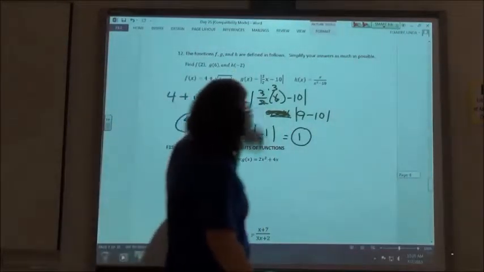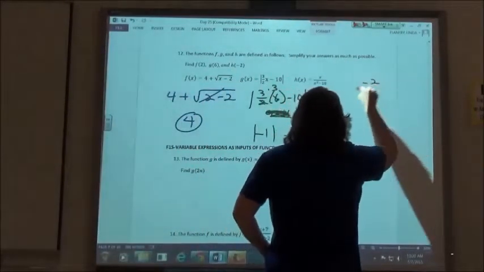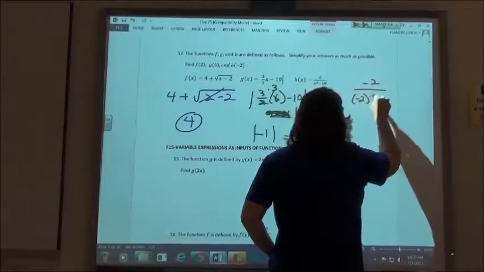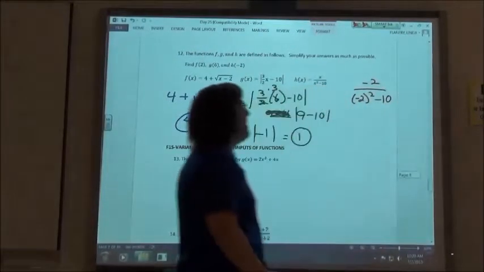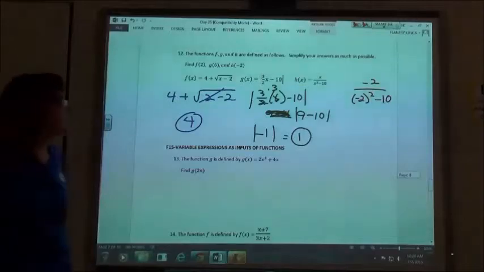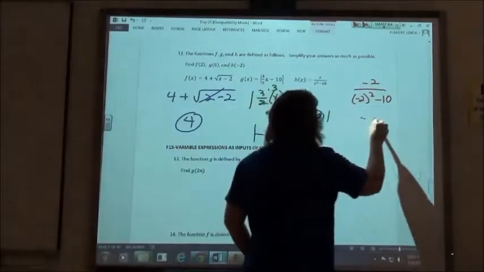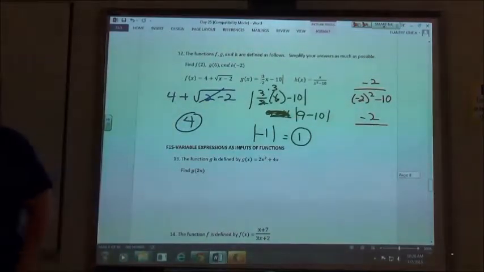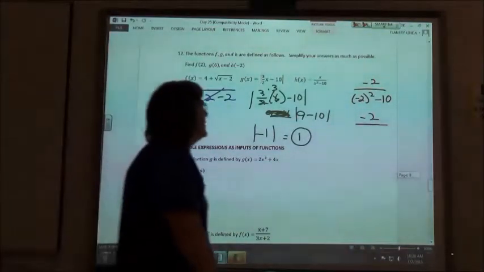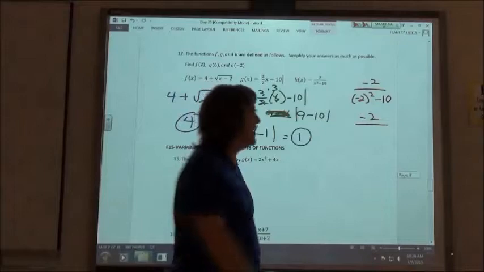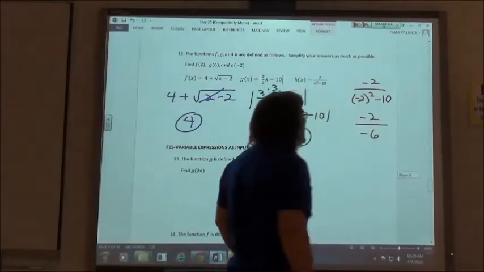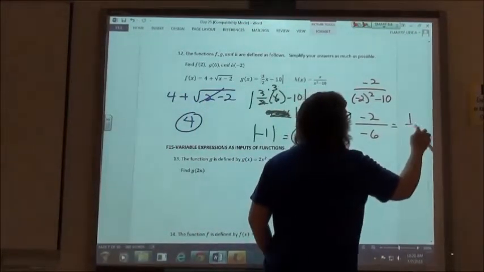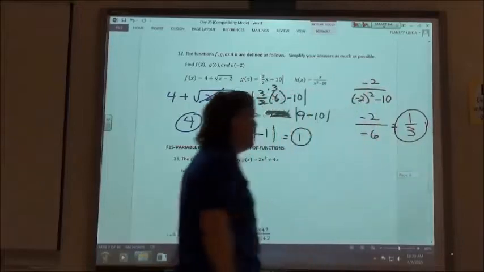And h of -2. -2 on top, -2 squared minus 10 on the bottom. So we're going to have -2 on top, and on the bottom we would get -6. 4 minus 10 is -6, which reduces down to positive 1/3 then.